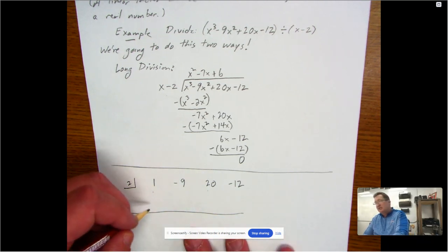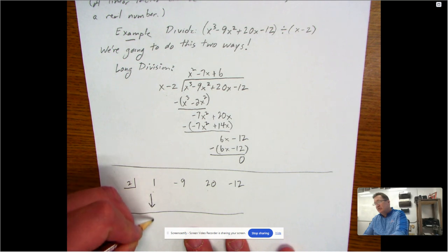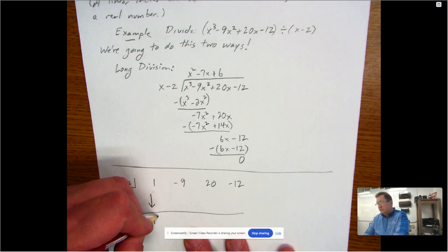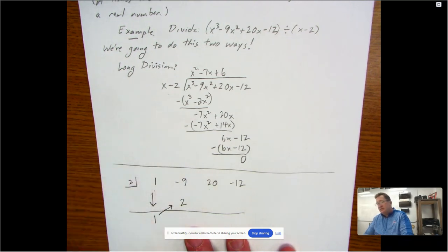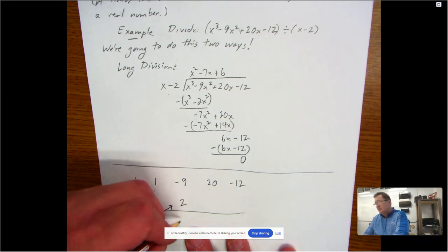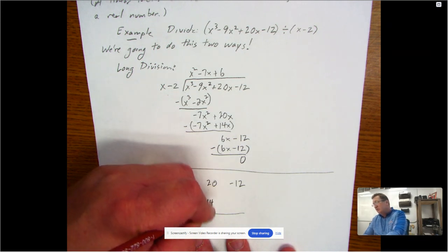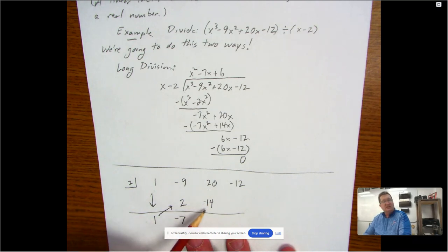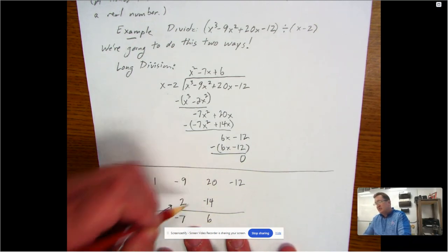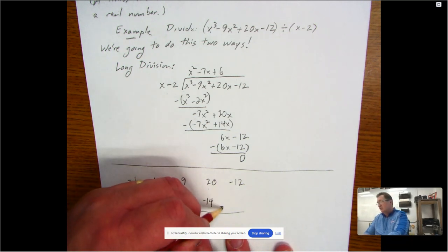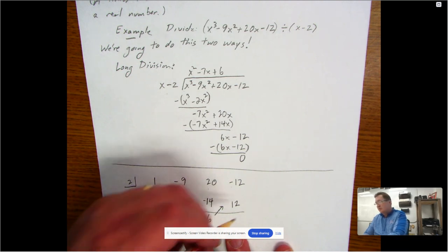Okay, and so the process works like this. You just take this 1 and you bring it down and you put it right here. Then you take 2 times 1 and put it right there. 2 times 1 is 2. And then we add, negative 9 plus 2 is negative 7. And then we take 2 times negative 7, and it's negative 14. And then we add 20 and negative 14, and that's 6. And then we multiply. 2 times 6 is 12. Negative 12 plus 12 is 0.